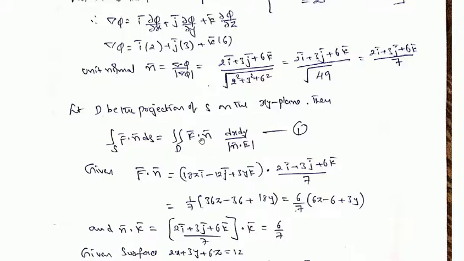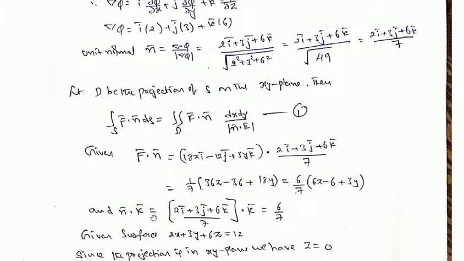Now we have to find f bar dot n bar. F bar is the given vector 18z i bar minus 12 j bar plus 3y k bar, dotted with n bar. N bar is the unit normal vector, 2i bar plus 3j bar plus 6k bar divided by 7. Now we find the dot product of these two vectors. i bar dot i bar is 1, i bar dot j bar is 0, i bar dot k bar is 0. Similarly j bar dot j bar is 1, k bar dot k bar is 1. So using the dot product, we get 18z into 2, that gives 36z, minus 12 into 3, that is minus 36, plus 3y into 6, that is 18y. If we take 6 common from the numerator, we get 6 times (6z minus 6 plus 3y) divided by 7.